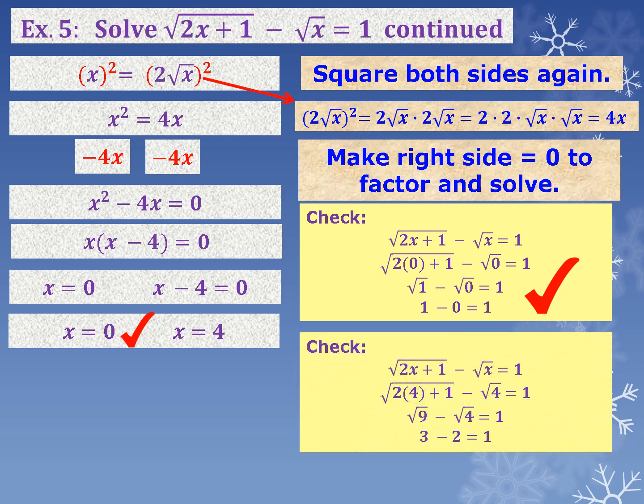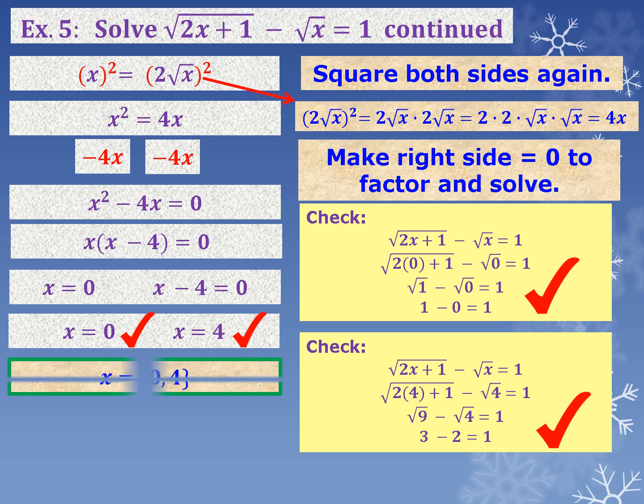Let's go back and try the 4 now. So 2 times 4 is 8, plus 1 is 9. And then the square root of 4 is 2. So 3 minus 2 is 1. So this time both solutions work. So we can say that x can equal 0 or 4, or 0 and 4. All right?